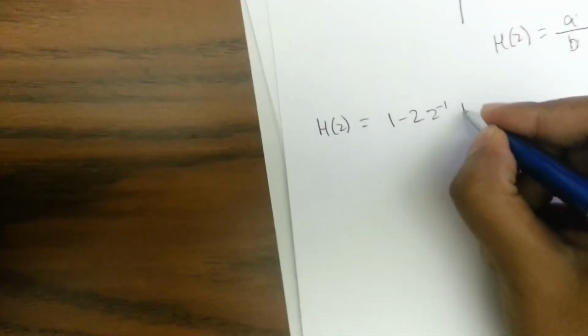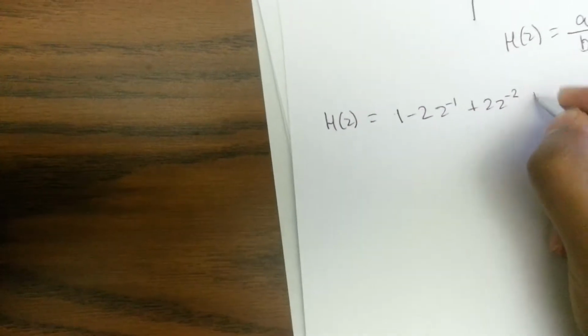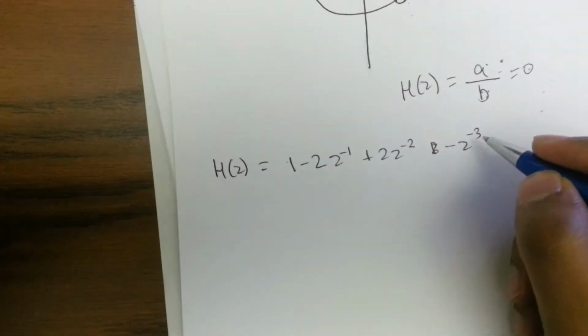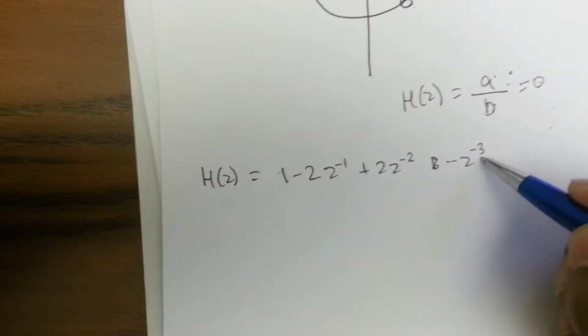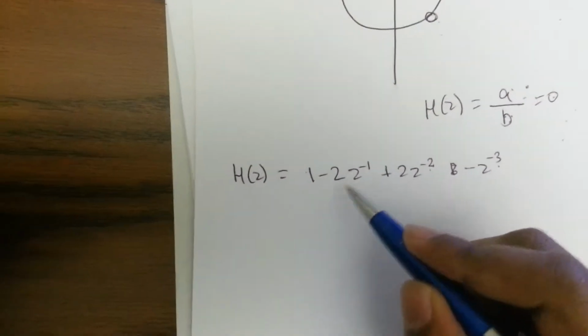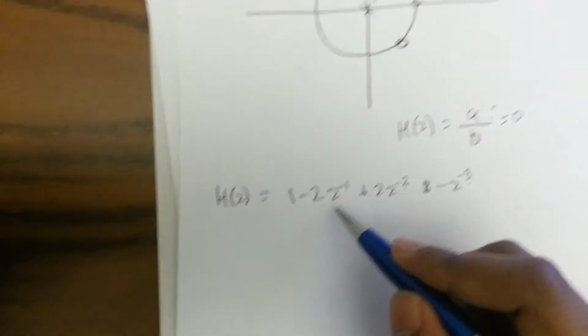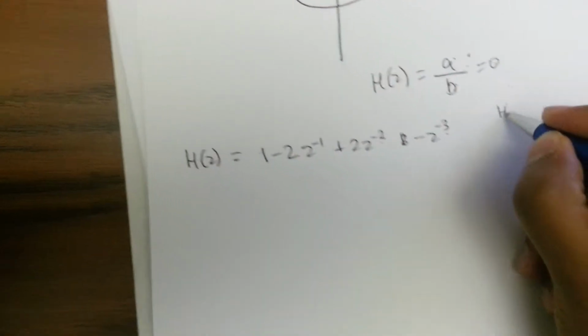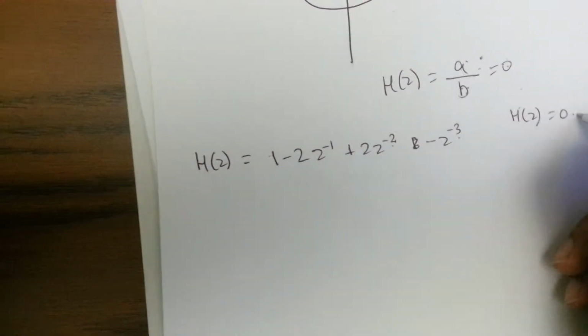So let's say we have H(z) equals 1 minus 2z to the minus 1 plus 2z to the minus 2 minus z to the power minus 3. So let's say we have this function. It's really hard to evaluate since we have negative powers. If we try to evaluate this, if we try to do H(z) equals 0, it will be really hard to solve.